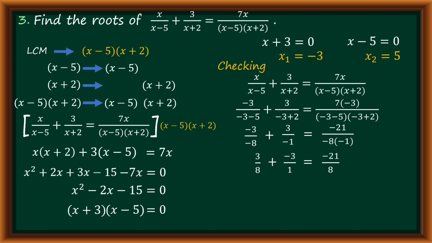Next, let us combine the left side of our equation. So by that, we're going to get the LCD. The LCD is 8. So we have 3 minus 24 all over 8, because 8 divided by 8 is 1 times 3 is 3. Then for the second fraction, we have 8 divided by 1 is 8 times negative 3. That is negative 24. If we're going to combine, 3 minus 24 will give us negative 21 over 8, which is equal to negative 21 over 8 on the right side. That means negative 3 satisfies our equation.